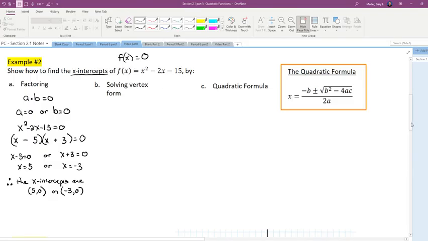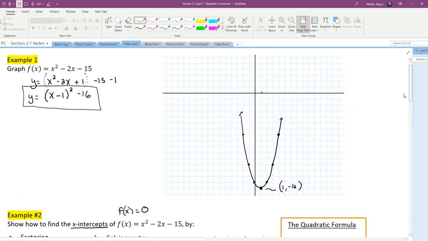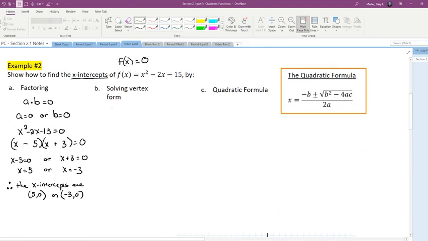So vertex form, let's go grab it from above, is y equals x minus 1, the quantity squared, minus 16. Once again, I want to know when this equals 0, so I can just set it equal to 0. But this time, I don't have to factor. I don't have to do anything other than take a square root in a moment.